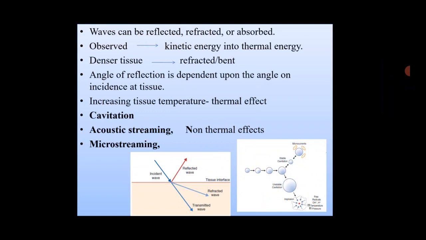If the waves get absorbed, then this kinetic energy will convert into thermal energy. The denser tissue will give a refraction or bent waves. The angle of reflection is always dependent upon the angle of incidence at the tissue.